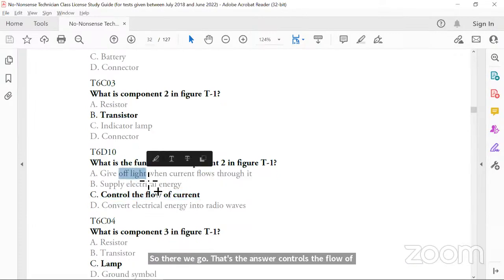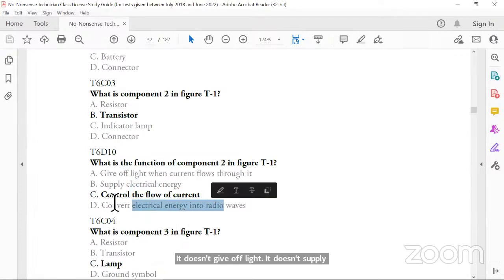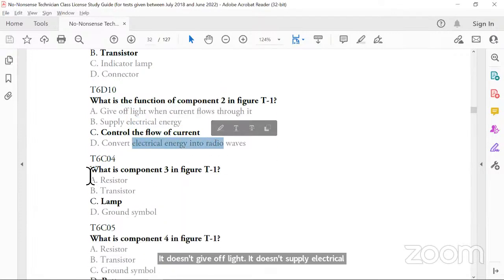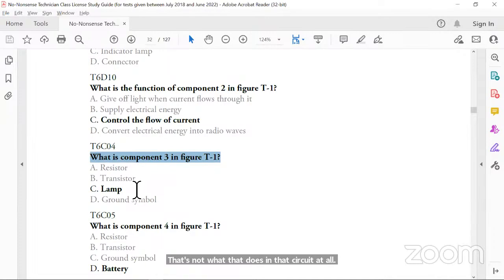It doesn't give off light. It doesn't supply electrical energy. It doesn't convert into radio waves. That's not what that does in that circuit at all. So you see the distractors. All right, so don't get tied up, folks. You have this.